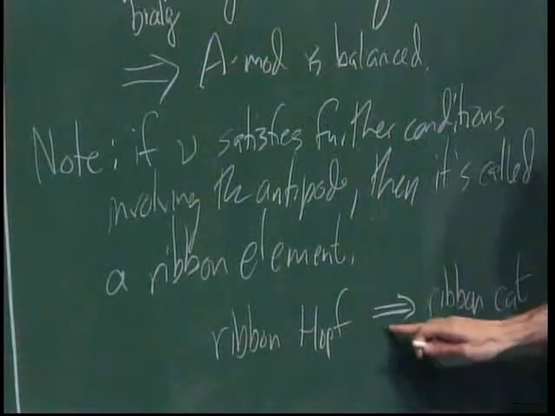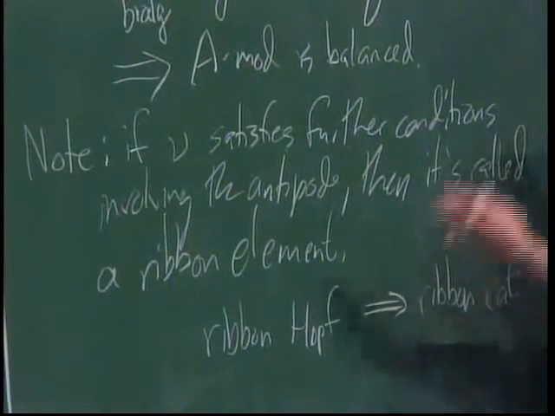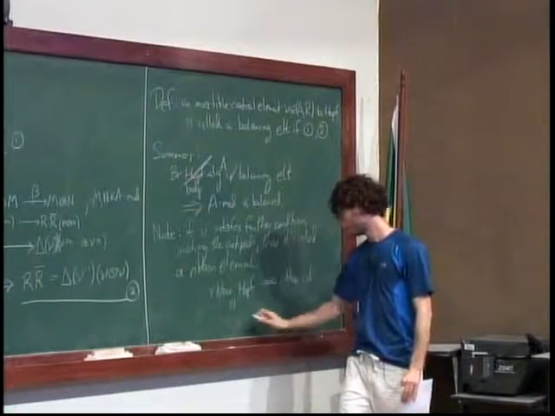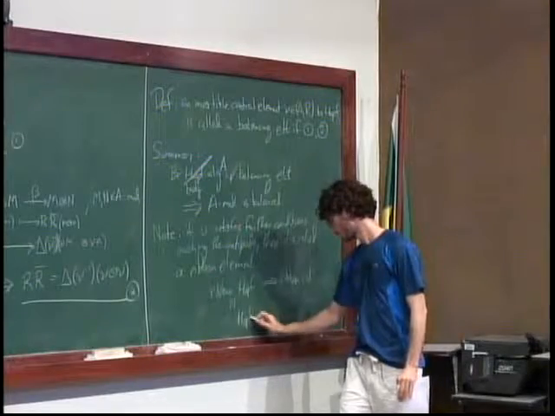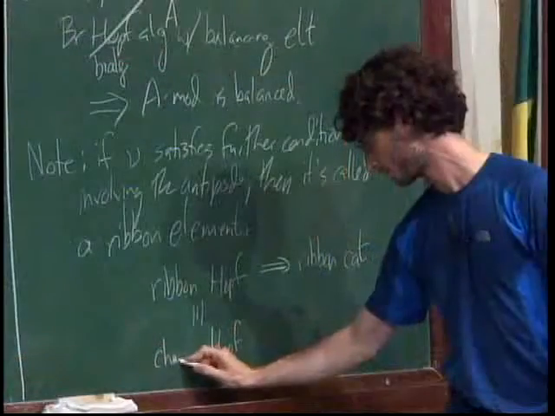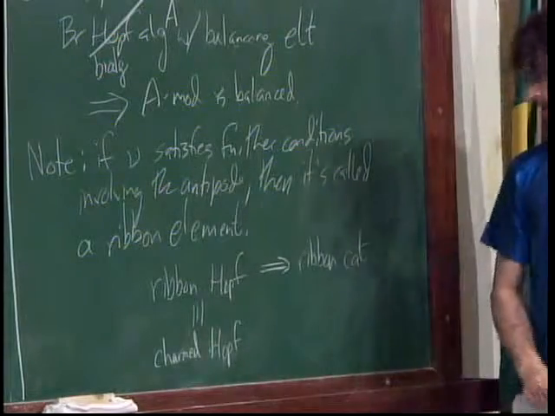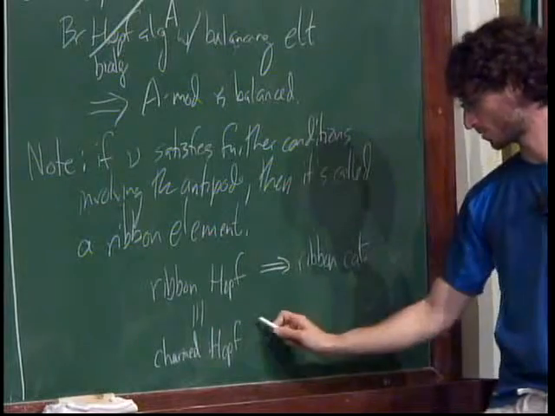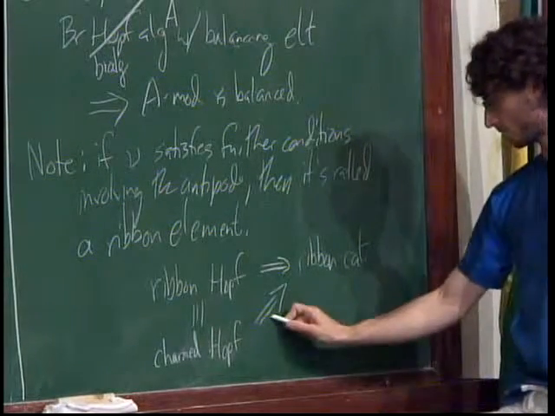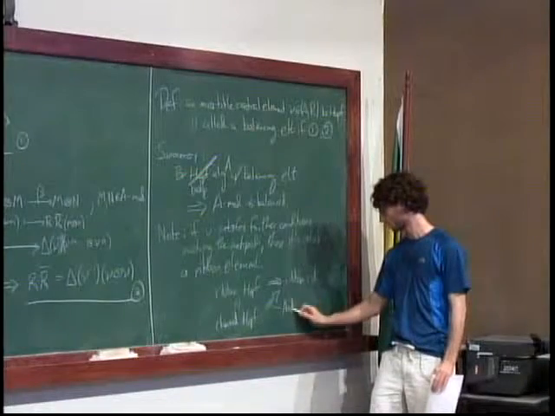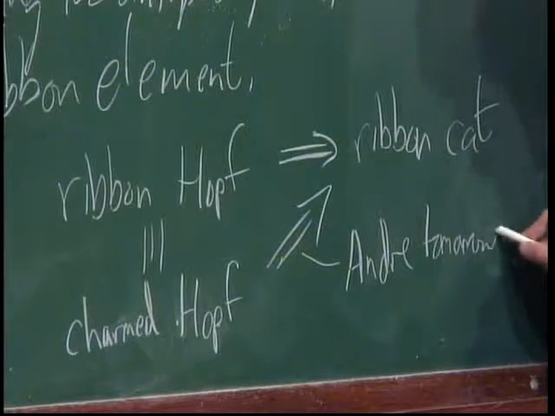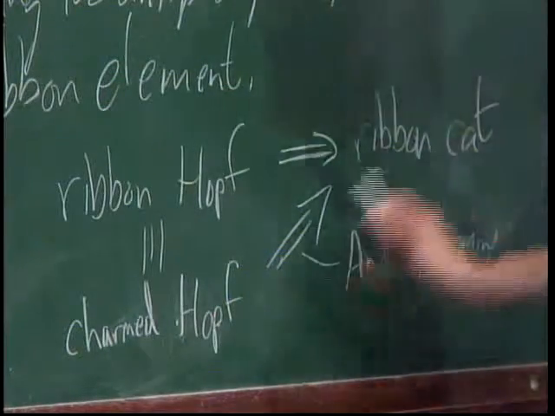So you might think we're going to be going and proving this, but in fact, just so you have the lay of the land, it turns out that a Hopf algebra with a ribbon element is the same thing as a Hopf algebra with what's called a charmed element. And it turns out it's easier to prove that a Hopf algebra with a charmed element leads to a ribbon category. And so this is actually what we're going to prove. And this is something Andre is going to do tomorrow. So that's how it's all going to fit together and how we're going to end up with a ribbon category at the end of the day.